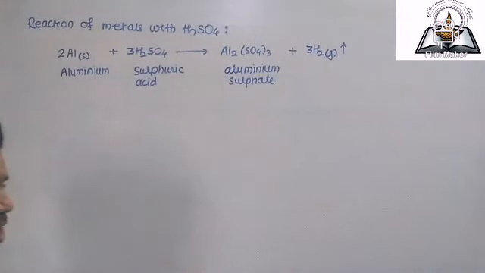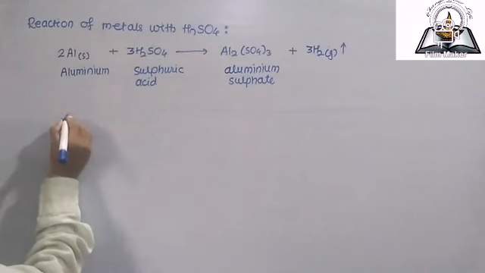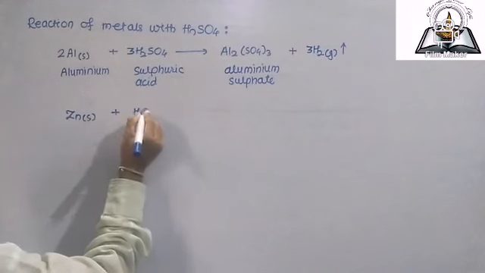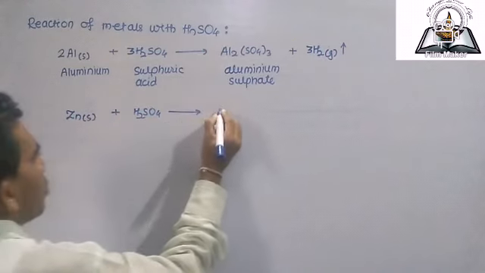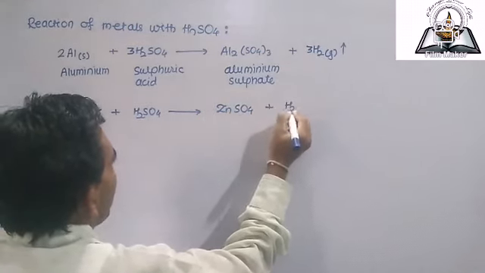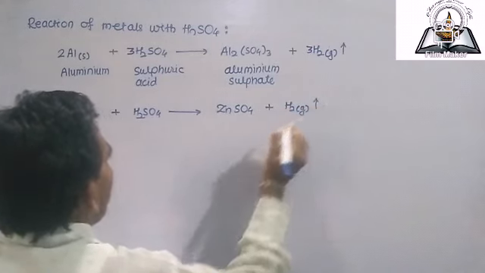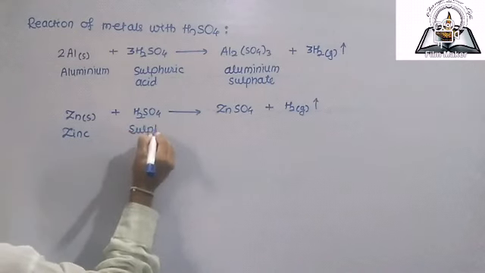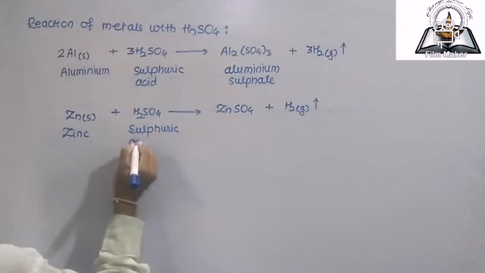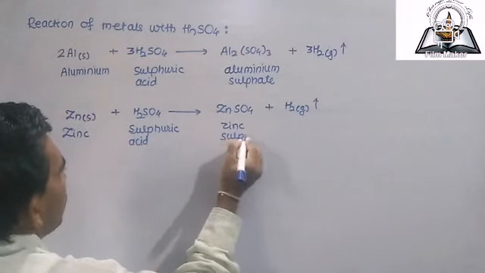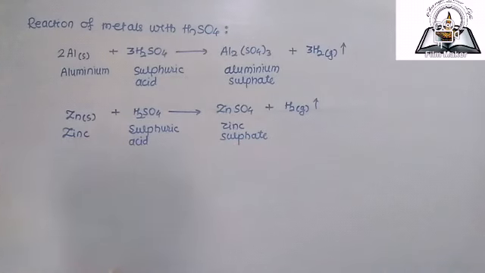So sodium, potassium, magnesium, aluminium, these are high reactive elements. Another one, if you take zinc in solid state treated with sulfuric acid, it gets converted to zinc sulfate, ZnSO4, and hydrogen gas is liberated. So this one is zinc and this is sulfuric acid, and this is zinc sulfate with the liberation of hydrogen gas.